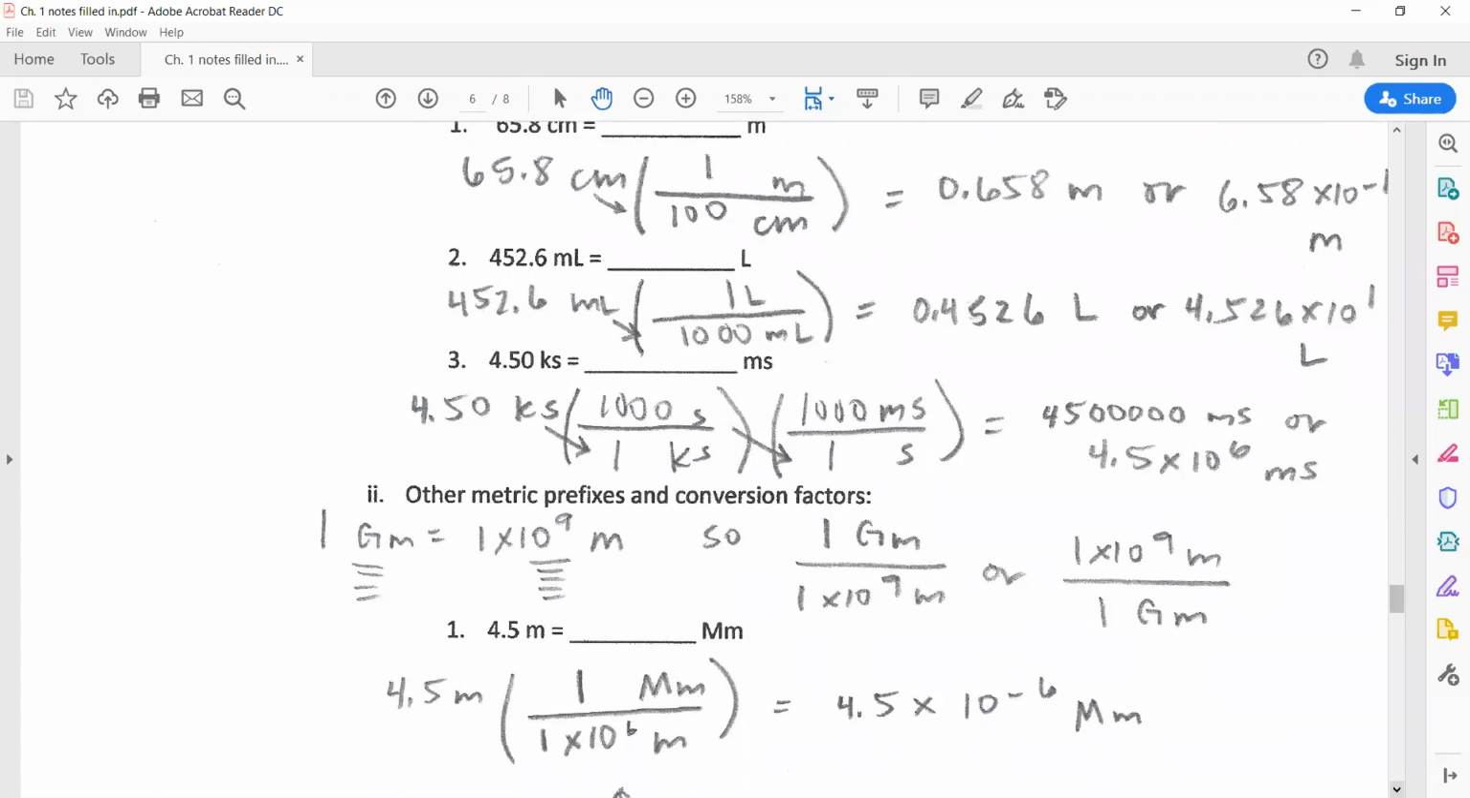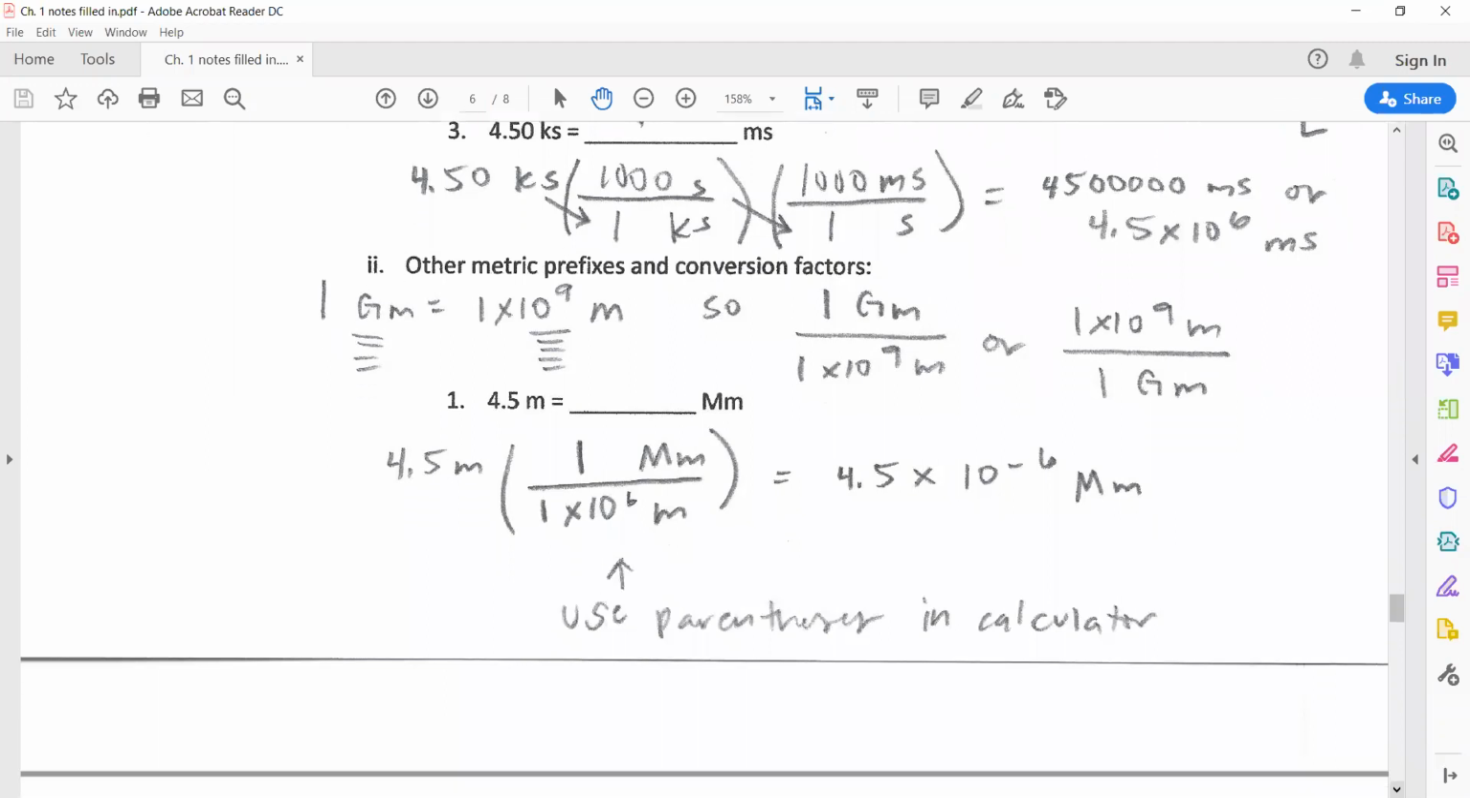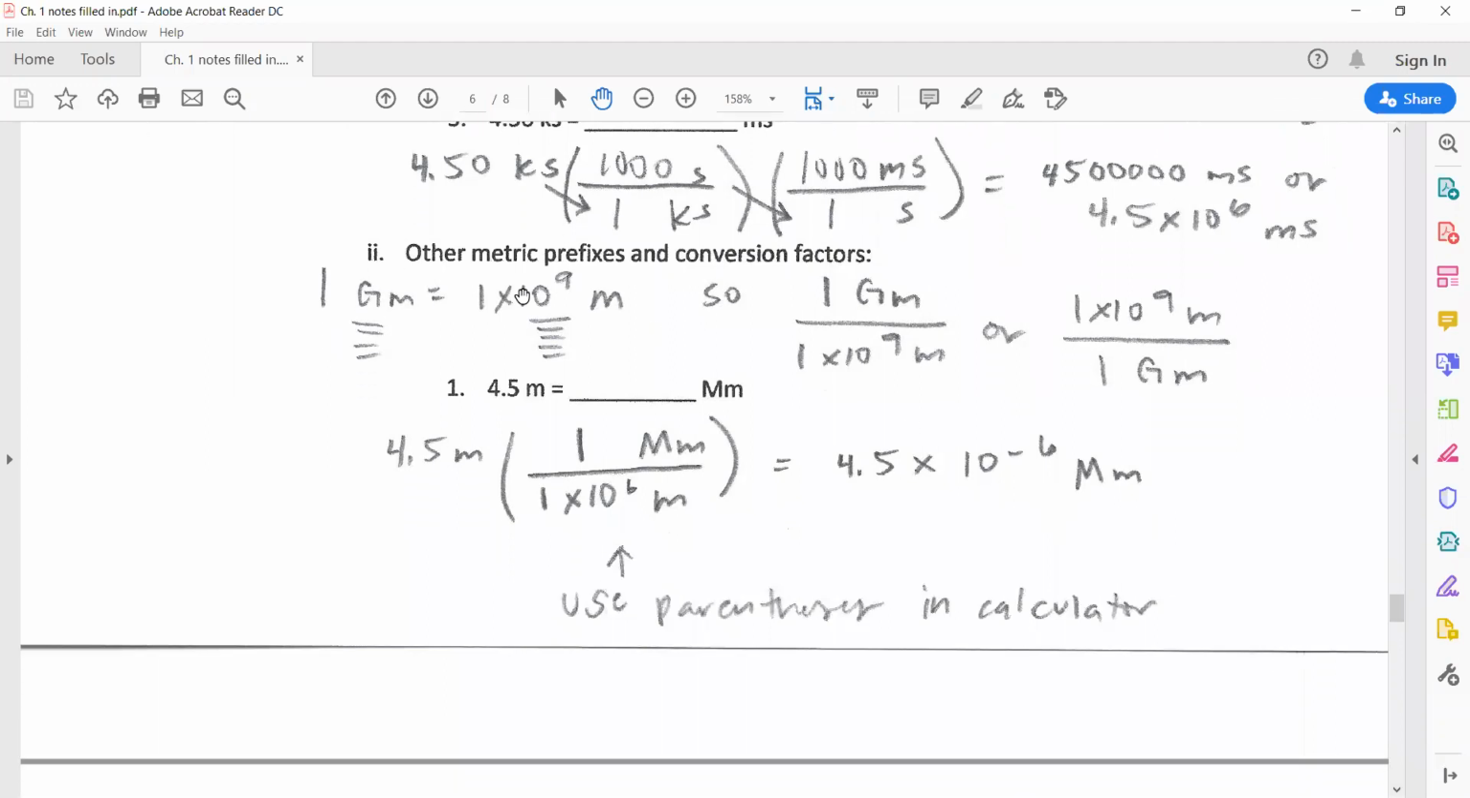Okay, other prefixes. So those were just the most common ones, the kilo, milli, and centi. The others, let's look at how they work. So remember again, the prefix stands for a power of 10. So 1 gigameter equals 1 times 10 to the 9th meters. And you can set those on top of each other because they're equal. 1 gigameter is the same as 1 times 10 to the 9th meters.